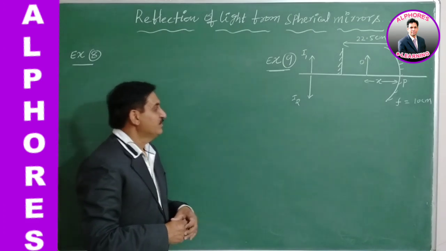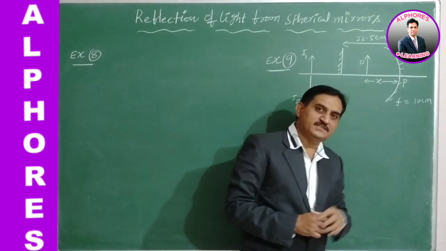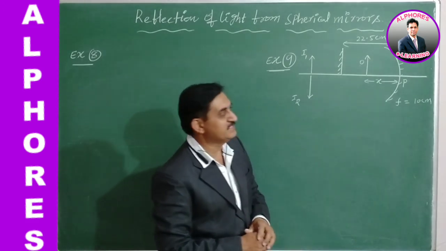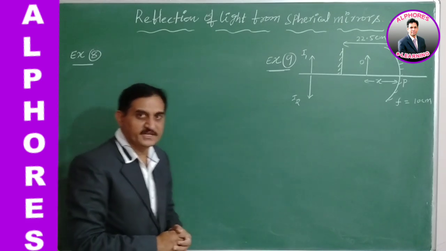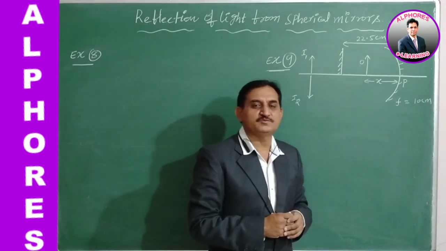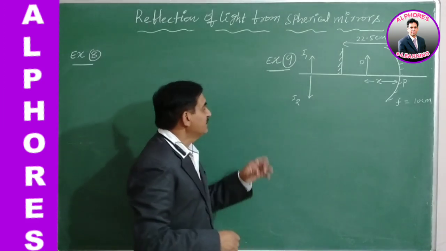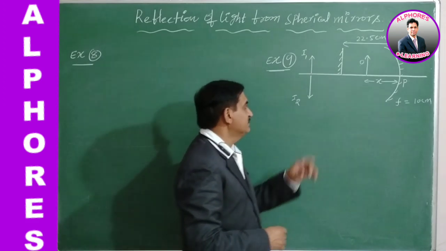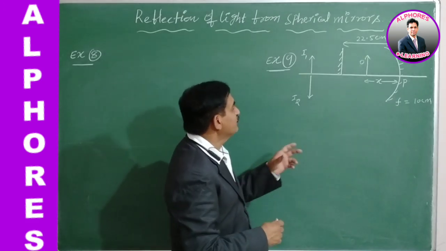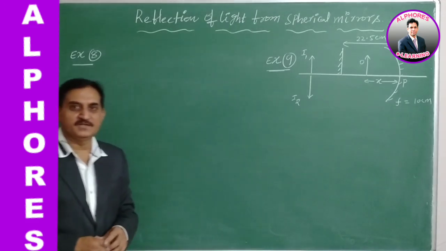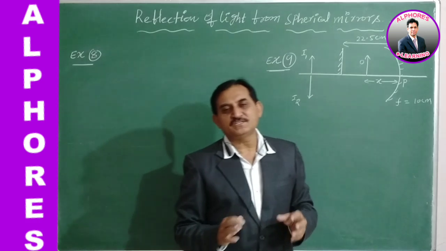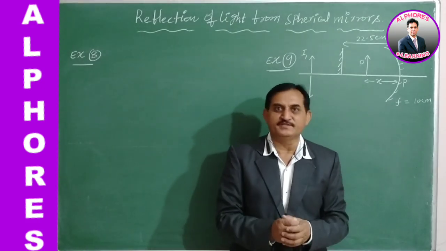Once again, there is a concave mirror whose focal length is 10 centimeters and a plane mirror kept at a distance of 22.5 centimeters in front of the concave mirror. At what distance should the object be placed such that the image formed by the plane mirror and the concave mirror both coincide with each other? Let us go for the image formed by the plane mirror first. We have the fundamental: the distance of the object is equal to the distance of the image.